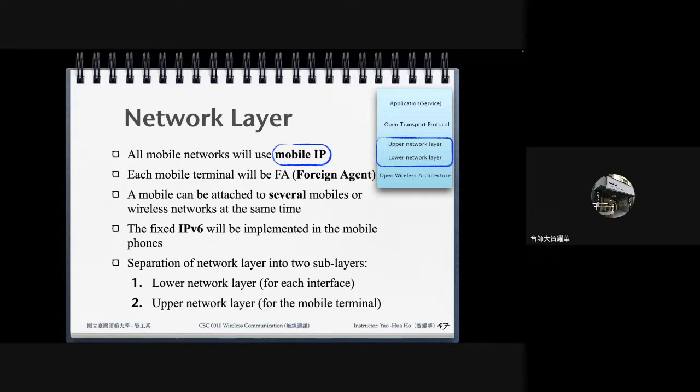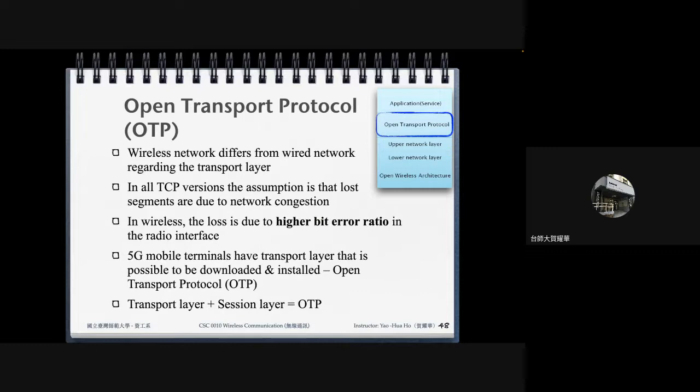We're going to talk about mobile IP later in this course. Now, from the networking layer, we move up a little bit, to the Open Transportation Protocol. The Open Transportation Protocol differs according to the different types of wireless technology. In this Open Transportation Protocol, all the TCP/IP, so the bottom networking layer is IP, mobile IP.